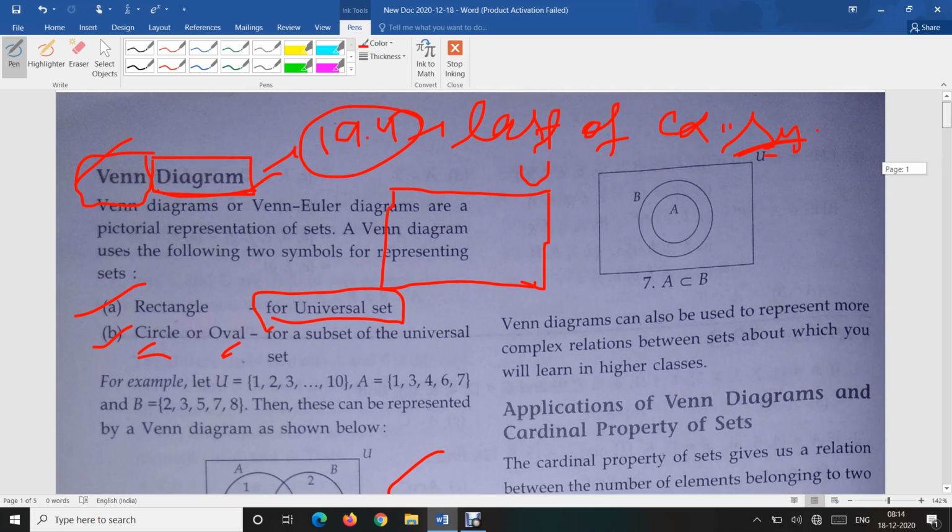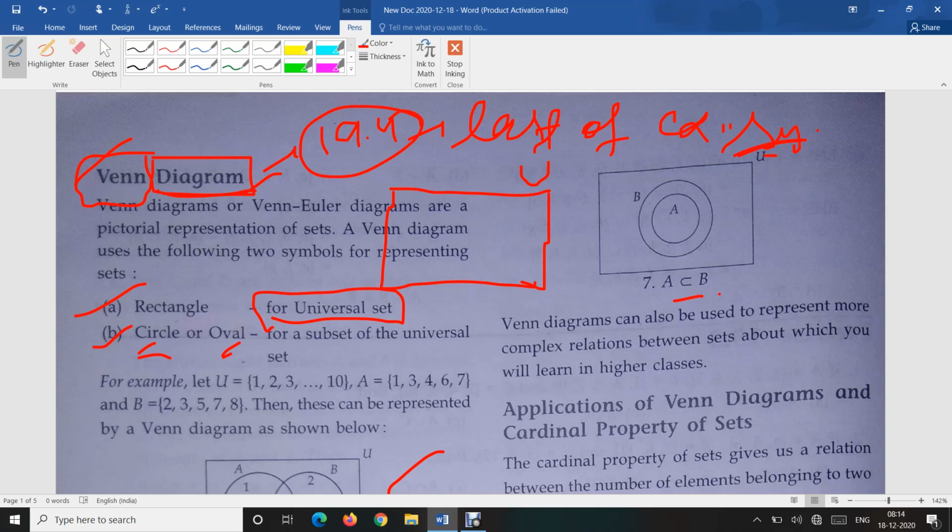Now the next one is A is a subset of B. What do you understand by A is a subset of B? That means the elements of A, listen carefully, should be contained in set B. All the elements of set A should be contained in set B. Then we can say that A is the proper subset of B.